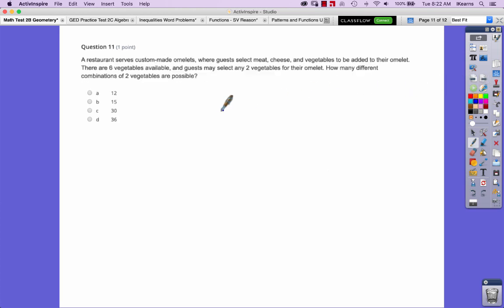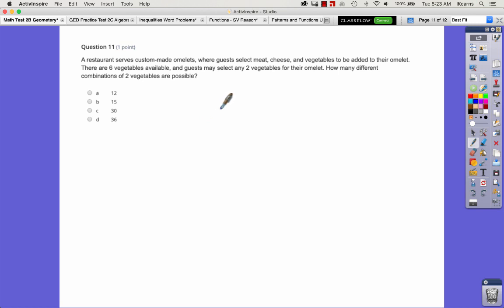All right, question 11. A restaurant serves custom-made omelets where guests select meat, cheese, and vegetables to add to their omelet. There are 6 vegetables available, and guests may select any 2 vegetables for their omelet. How many different combinations of 2 vegetables are possible? So this is a true thinking problem, where you're going to have to create a system that allows you to count the different options.